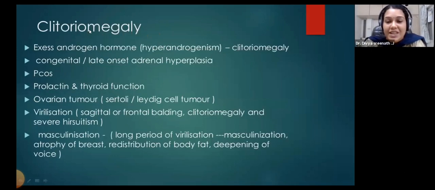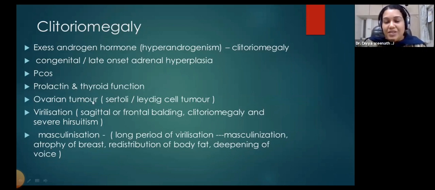Another condition related to the clitoris is clitoromegaly. Megaly means enlargement of the clitoris. That is due to excess androgen, like hyperandrogenism. We usually hear the term hyperandrogenism along with PCOS, right? This androgen hormone is usually secreted from the ovary and also from the adrenal gland. If there is any hyperplasia of the adrenal gland, it can be congenital, or it can be late onset also. Due to the excess androgen secretion, it may cause this clitoromegaly.